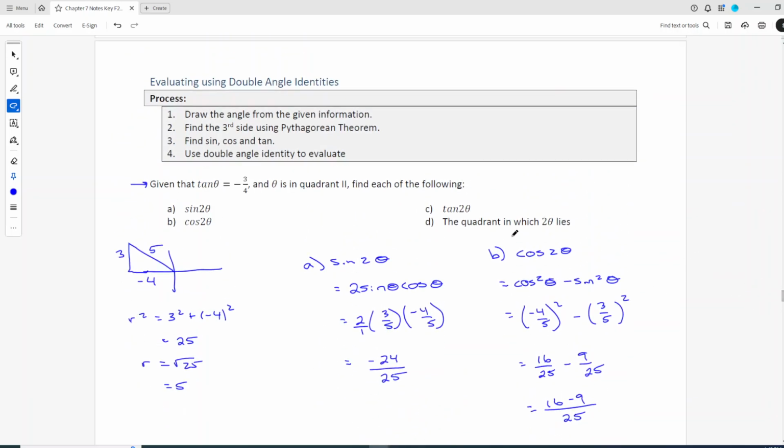All right, the last thing we're going to do is D, which is kind of a weird one. So we gave theta. Tan theta is in quadrant 2. But all of these wanted to know 2 theta. So if you double angle theta, where will that angle be? Well, if angle theta was like 91 degrees, then double that would be 182, which would be in quadrant 3. If angle theta was something like 150 degrees, which is still in quadrant 2, if we double that, we're at 300 degrees. So the question is, are we in quadrant 3 or quadrant 4?